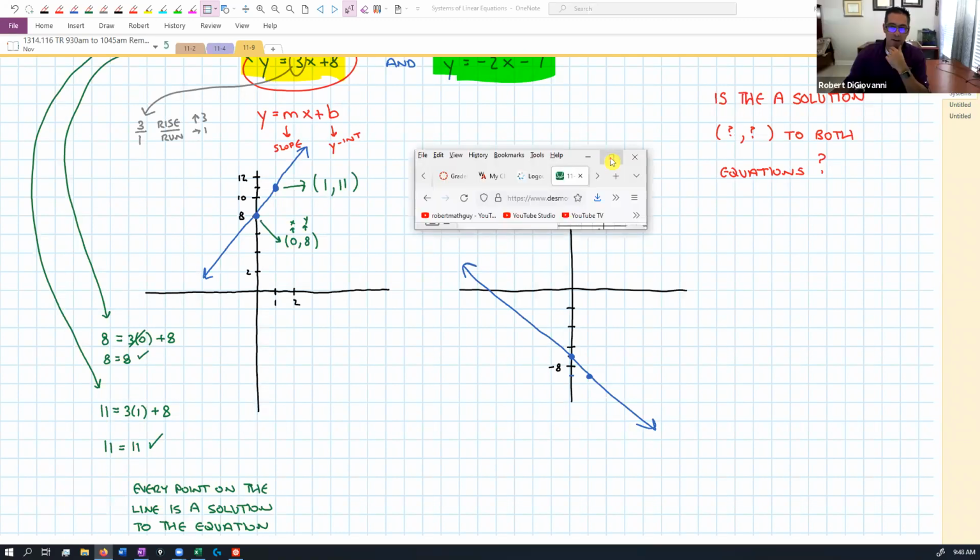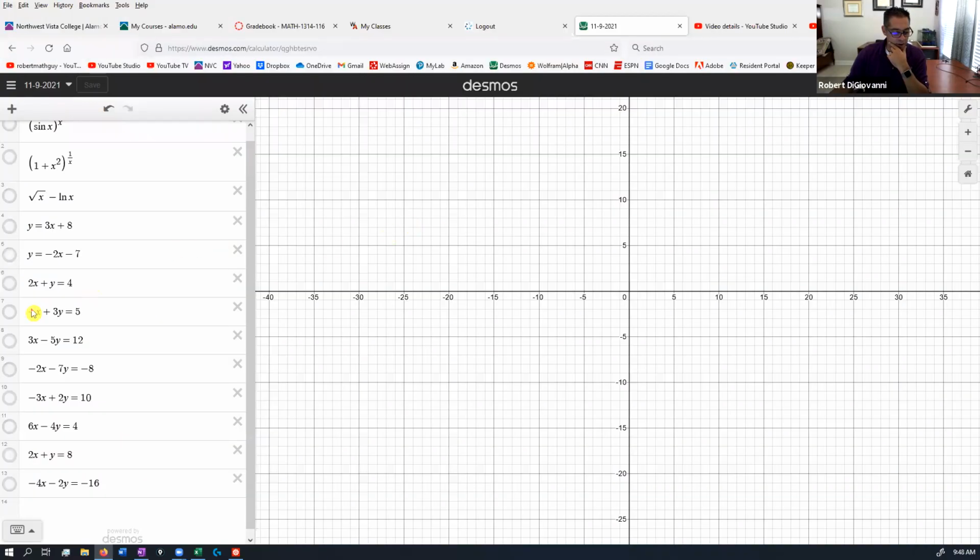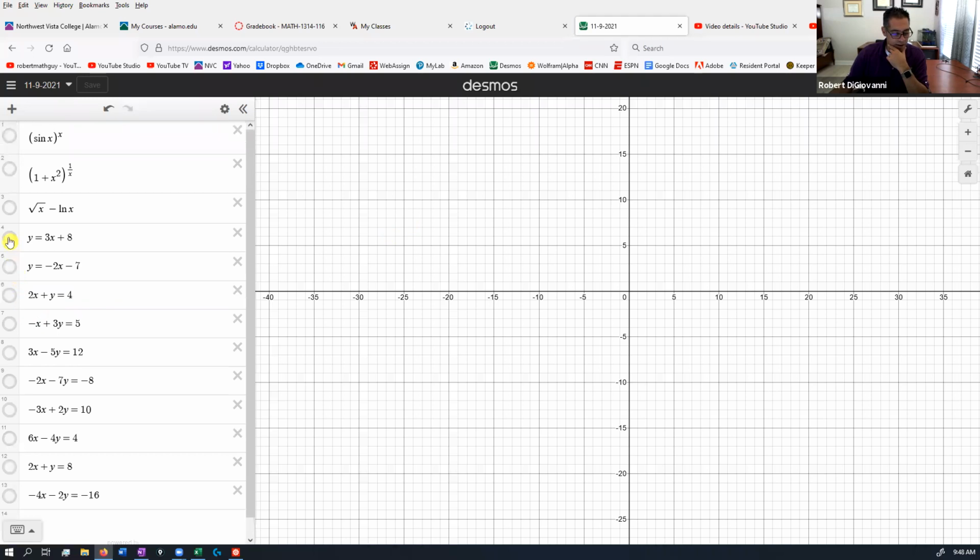Someone want to rephrase that another way? Let me graph both. I'm going to graph both of these again. Here's the first one. Here's the second one. I put them together on one graph so you can see them. What are we asking? What am I really asking you for?